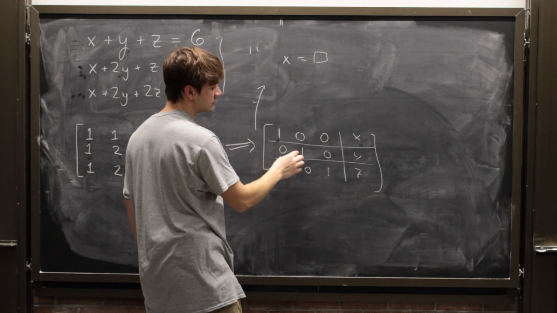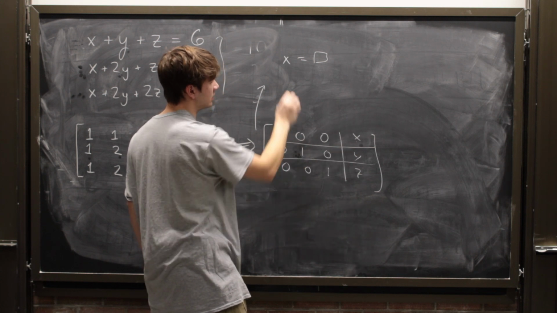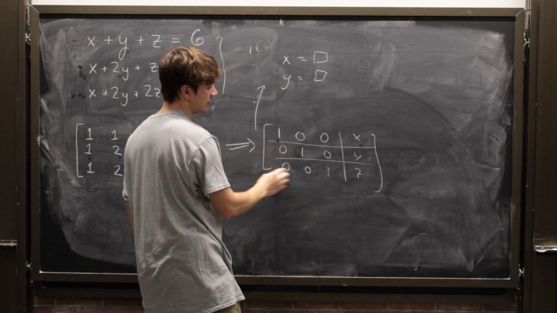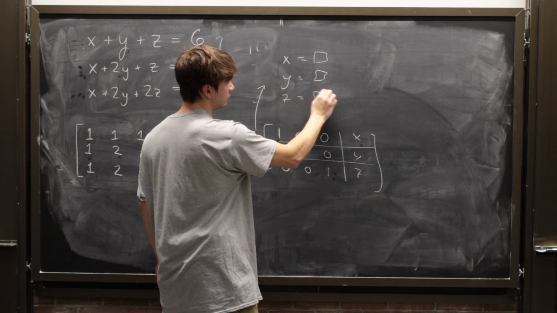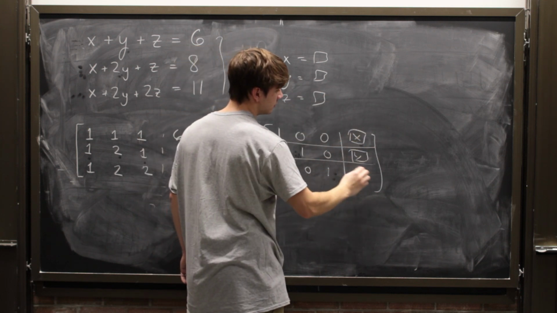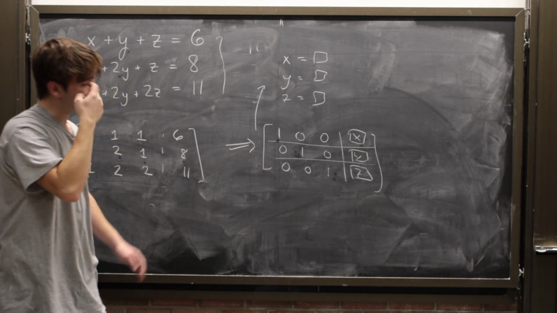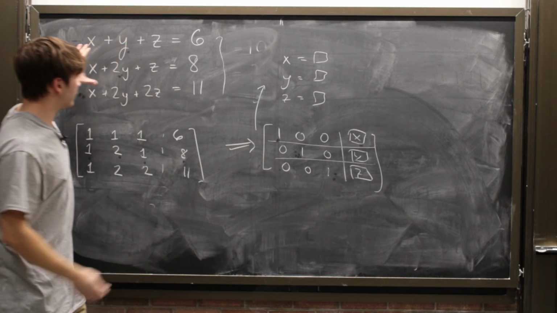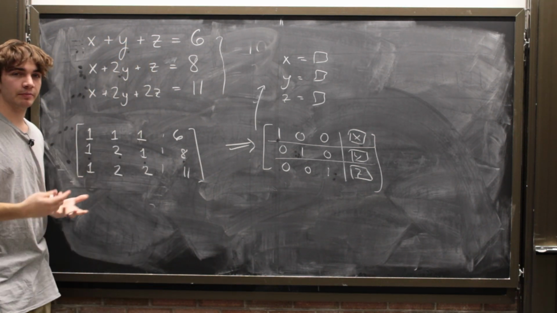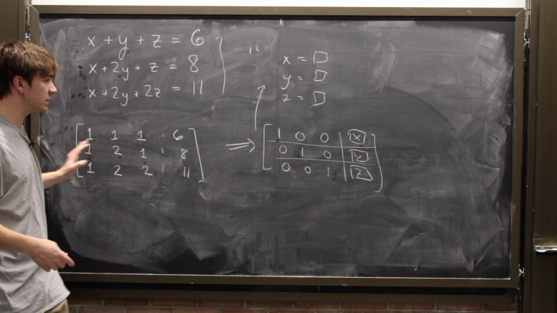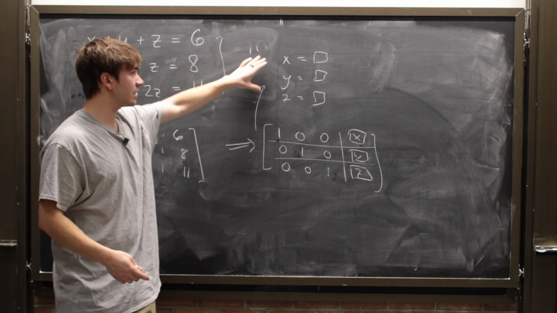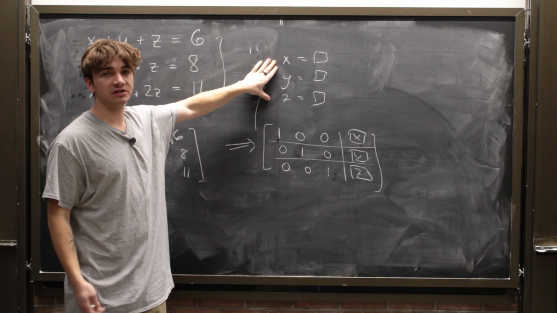And then this second row of the matrix tells me that y is equal to some number, and the third row tells me that z is equal to some number, where these are the numbers that I'm getting, okay? So by basically translating this into a matrix, manipulating the matrix via row transformations into this form, and then translating it back into the equation form, I can solve the system of equations.